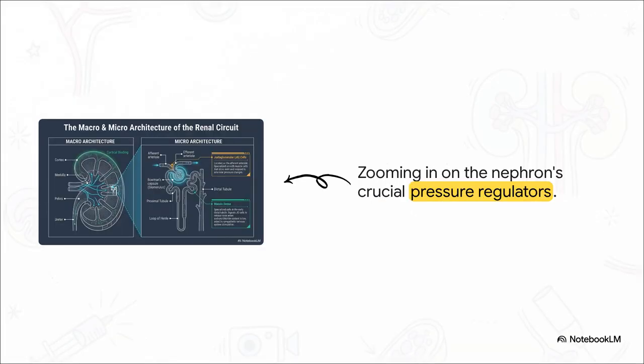Now, zooming in from the whole kidney down to the micro level, the nephron, notice the intricate plumbing we're dealing with. We have the afferent arteriole bringing blood in, and the efferent arteriole taking it away from the glomerulus. But pay special attention to the juxtaglomerular cells and the macula densa. These are absolutely crucial. They are the pressure-regulating sensors of the entire circuit. The macula densa detects sodium levels and signals the JG cells to release renin, constantly adjusting the vascular pressure just to keep this filtration factory running smoothly.